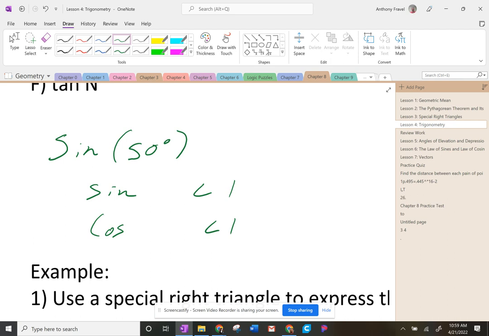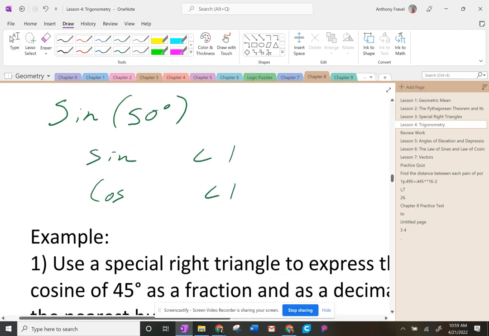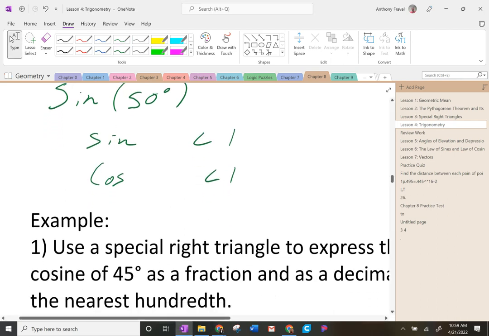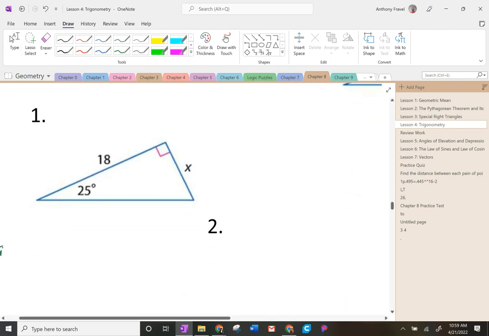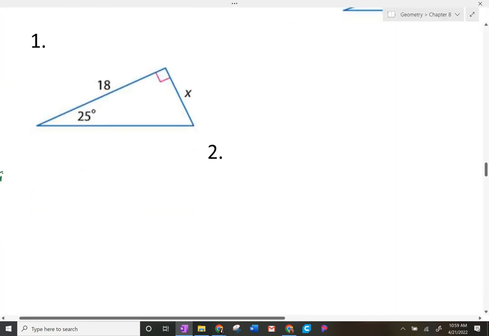So as long as everybody saw where that stuff is on their calculator, I'm going to go on to the lesson portion of it. We'll do some practice, and then it'll all hopefully make sense.